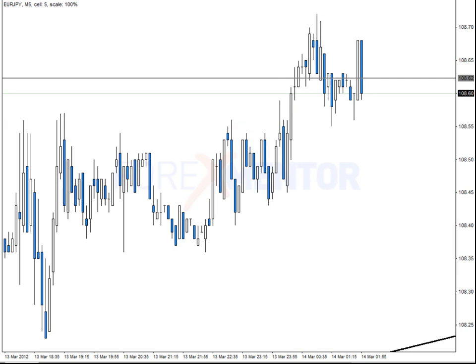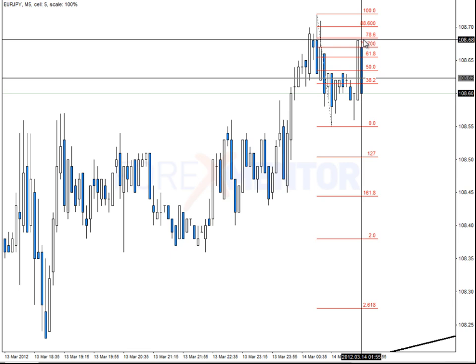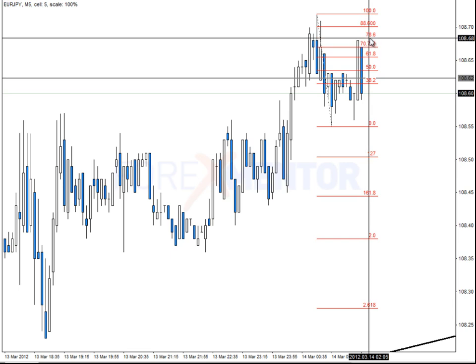Okay, so you want to start thinking about possibilities of a butterfly pattern, and we draw our fibs on here. You see this swing high down to this low, prices rallied up to the 79 level, just shy, literally 68. It's pretty much the same on here.